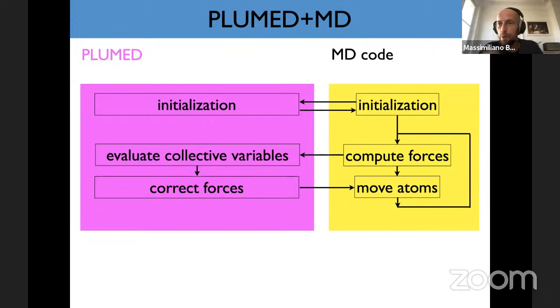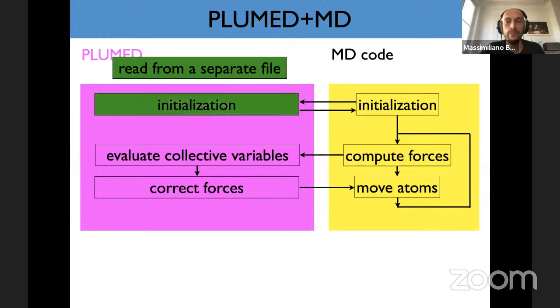There are different points in which there is communication between the MD code and our library. The first one is in the initialization of the code, in which some parameters are read from a PLUMED input file. Some others are communicated from the MD code, for example, the temperature of the system. This is done once at the beginning of a simulation.